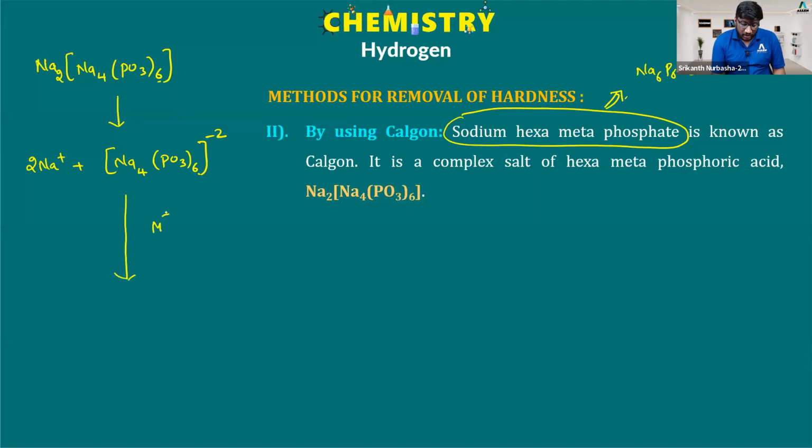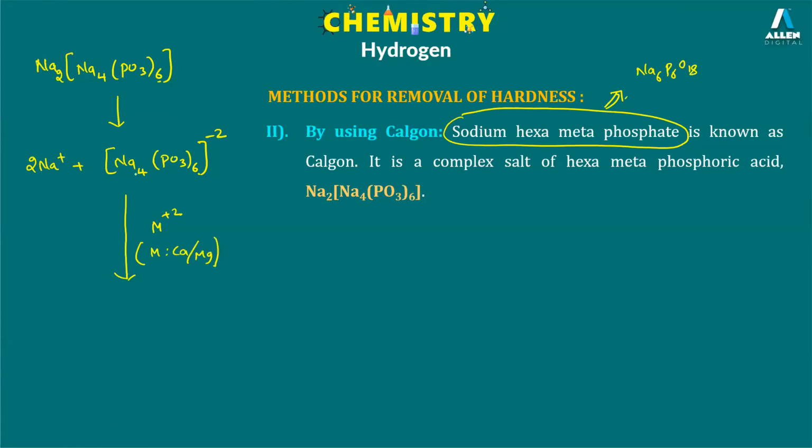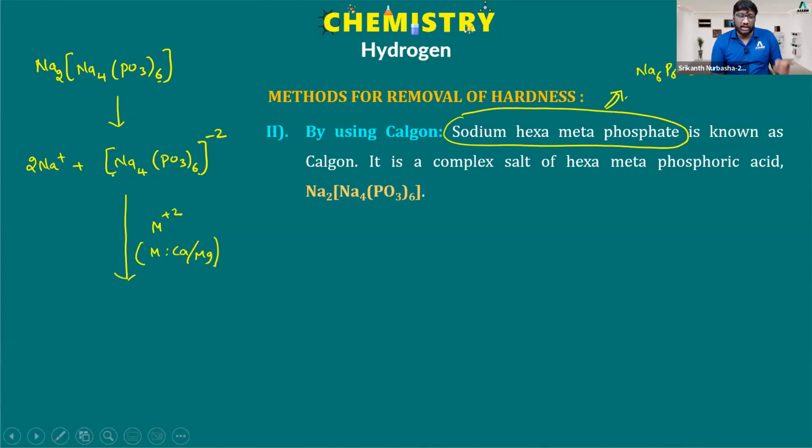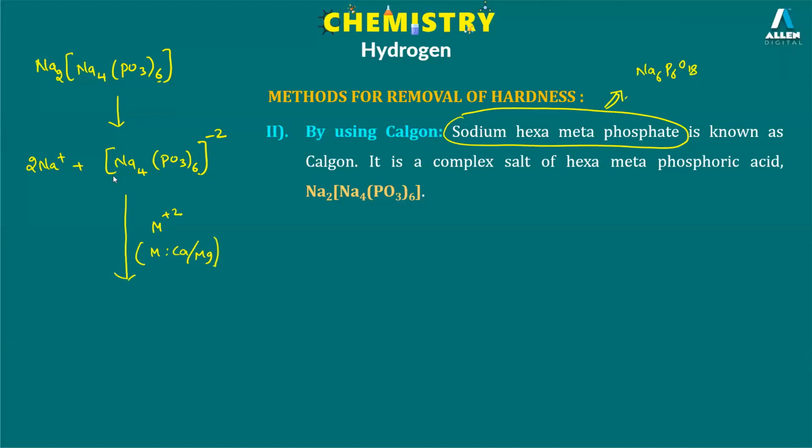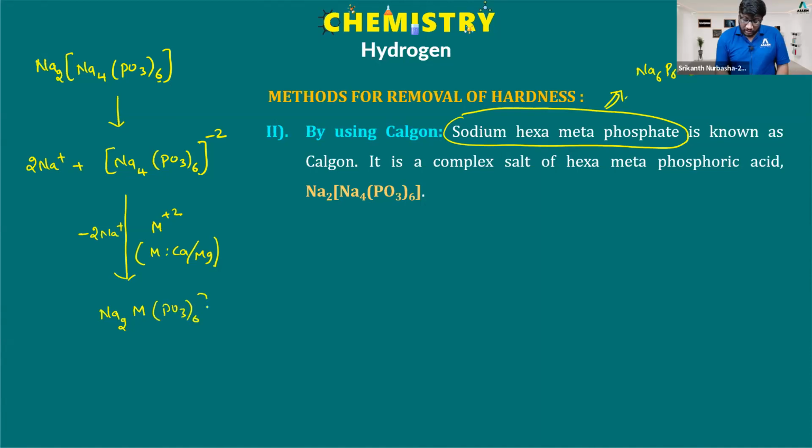So a metal ion is there, M2+ ion. What is this M2+? The metal can be calcium or magnesium. And if you want to replace one calcium or one magnesium with respect to sodium, how many sodium are required to replace it? Two. Because Ca and Mg are present in a 2+ form, Na will be present in a 1+ form. So loss of 2 Na+ will happen. And you will get what? Na2[M(PO3)6] 2-.